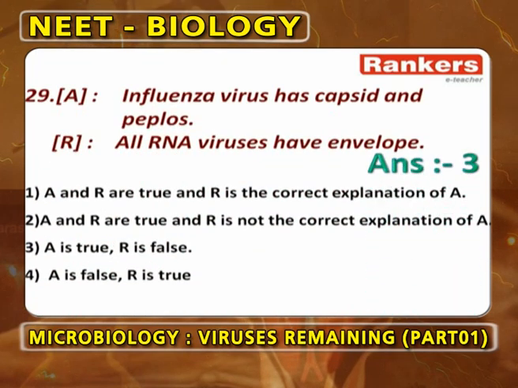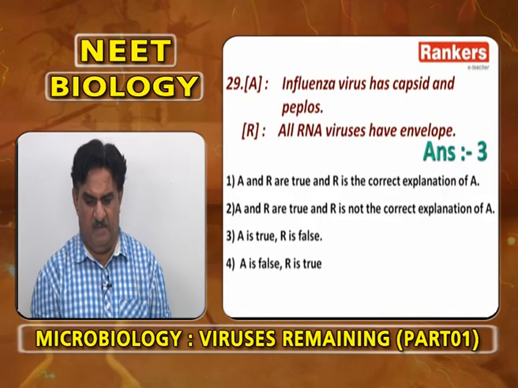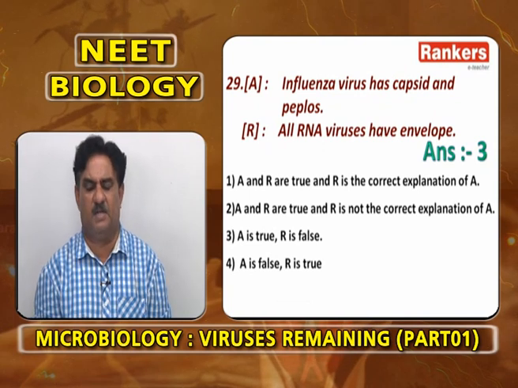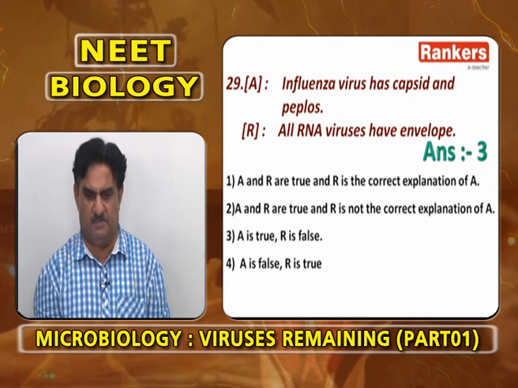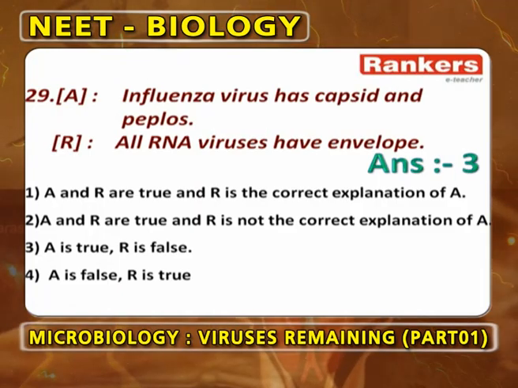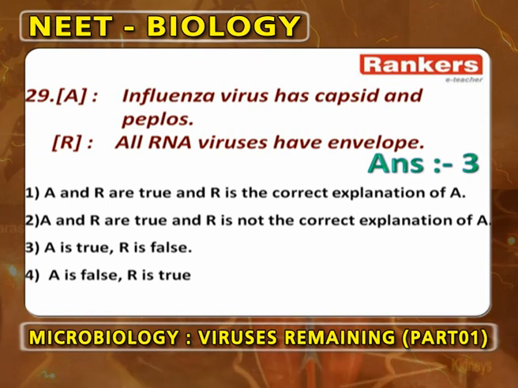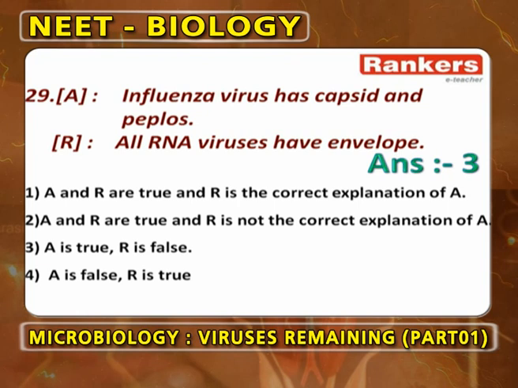Influenza virus has capsid and peplos. Reason: all RNA viruses contain envelope. Influenza virus is an animal virus which has a capsid protein coat. Around the capsid protein coat there is a peplos. The reason, all RNA viruses have envelope, is wrong. We cannot say that all RNA viruses have an envelope. So, A is correct, R is false. A is true, R is false.